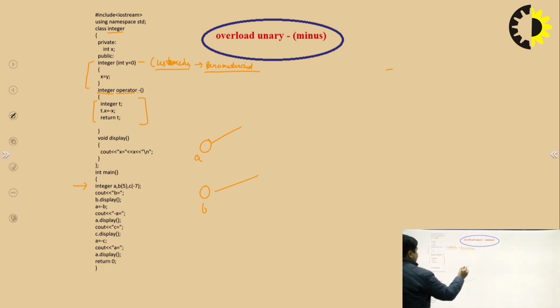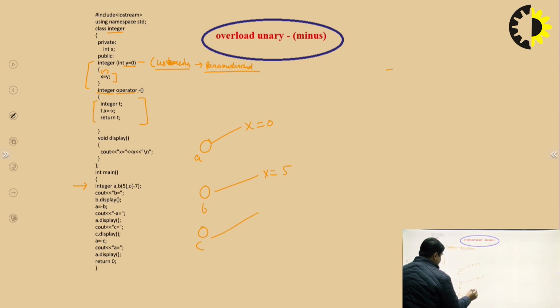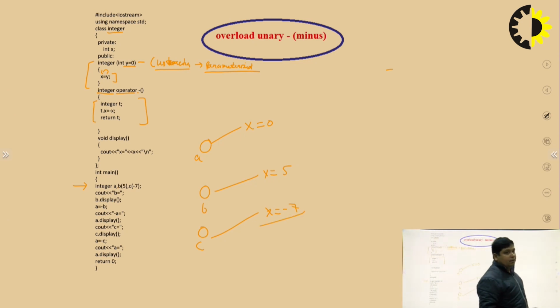The value of x is 0 and in the case of object B, I am passing one value, 5. This value 5 will be transferred to this argument and this argument will transfer this value to x. So in the case of B object, the value of x is 5. Similarly, in the case of object C, the value of x is -7. Hopefully you understood this.